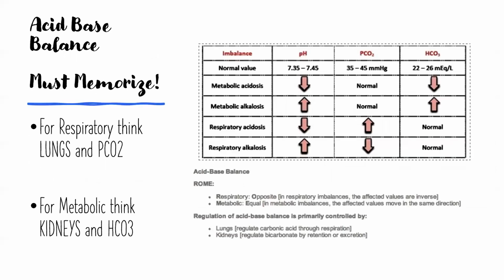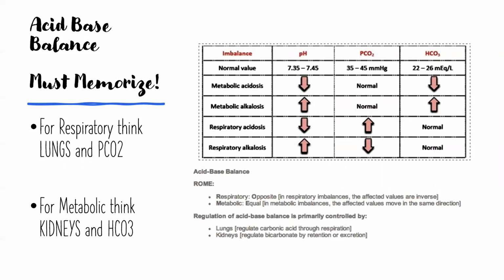So now that we've talked about our major electrolytes, fluid volume excess, and fluid volume deficit, let us shift gears and talk about acid-base balance. Acid-base balance is very important as we are looking at our patients, and you have to pretty much memorize these values. The normal pH for a human being is going to be 3.5 to 4.5.